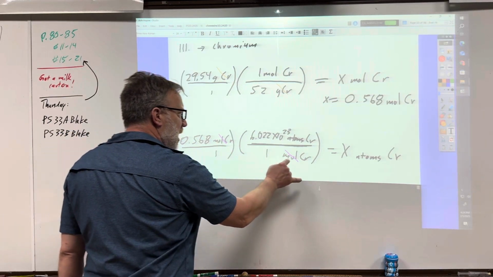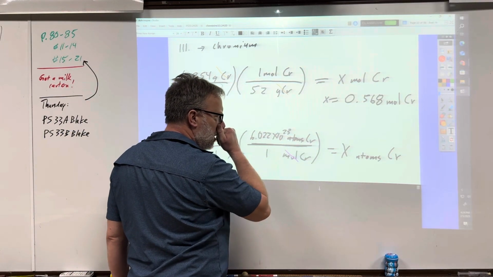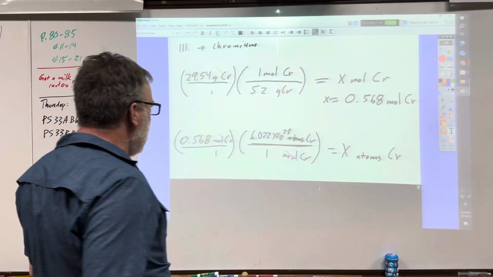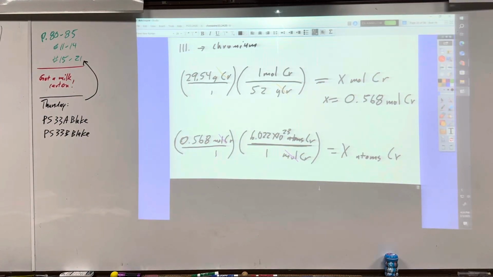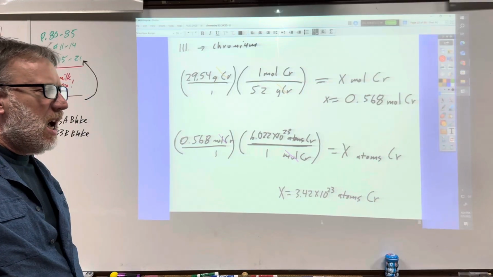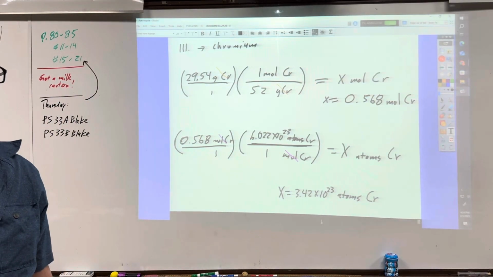Moles chromium goes down here, atoms chromium goes up here. It's this number of atoms regardless of which element it is. And it comes out to about 3 and change times 10 to the 23rd. 3.42 times 10 to the 23rd. So you have all the blanks there.